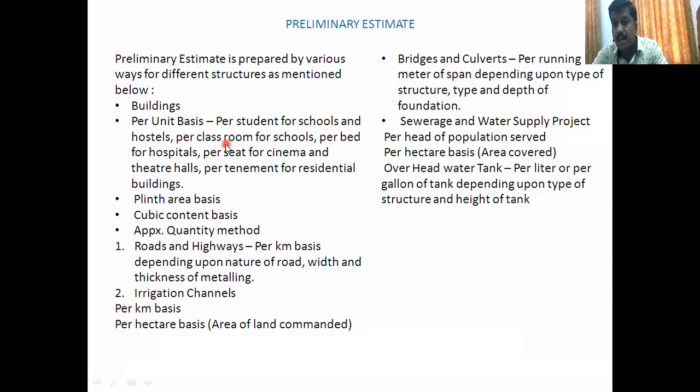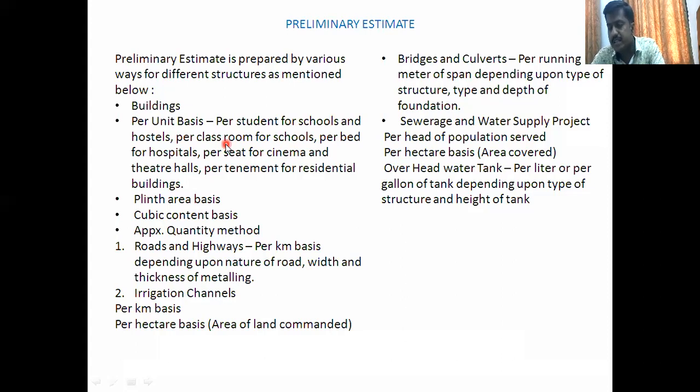जर तुम्हाला एक अंदाज आला, प्रिलिमिनरी एस्टिमेट किंवा हे जे पहिले जे आपण एस्टिमेट बघणार आहोत हे सगळे अंदाज आहेत. ठीक आहे, म्हणजे तुम्हाला एक अंदाज यावा तुमच्या प्रोजेक्ट कॉस्ट बद्दल, यासाठी आपण हे एस्टिमेट्स यूज करत असतो. सिनेमा हॉल्स किंवा थिएटर्स मध्ये पर सीट कॅल्क्युलेशन असतं. ठीक आहे, पर सीट.